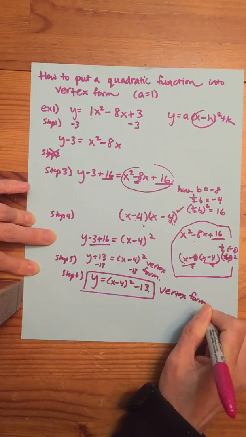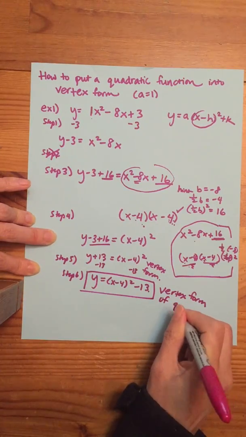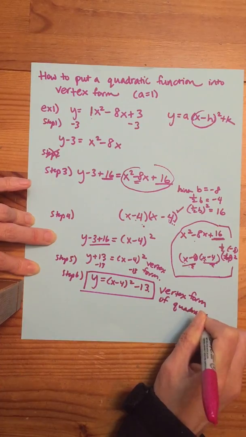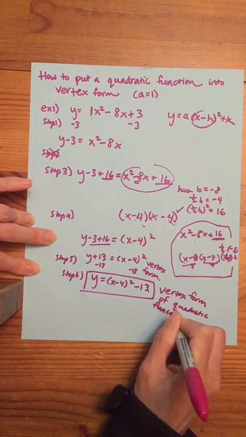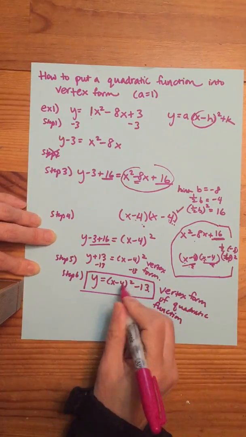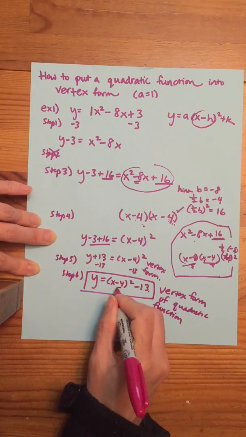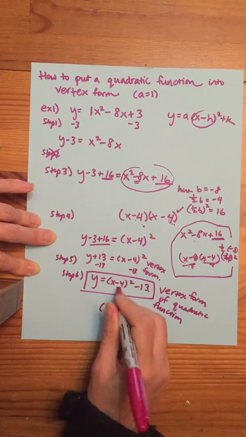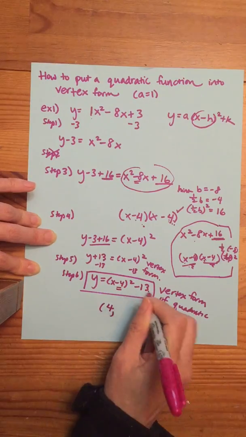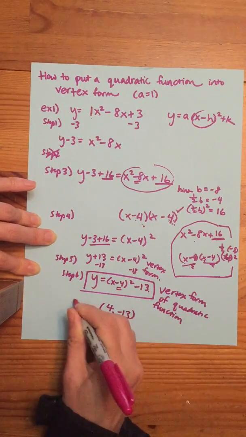Call that vertex form of the quadratic function. Because I can now tell the exact vertex right away from looking at this function. It's going to be that number, but with the opposite sign, so not negative 4, but positive 4, and then comma negative 13 is the vertex.